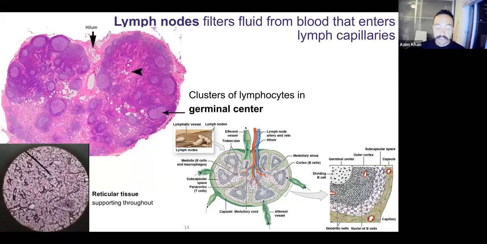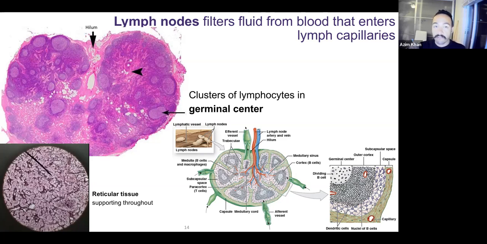Hey everyone, welcome back. We are on slide 14 of chapter 24, the lymphatic system. We've talked about the primary lymphoid tissues, the red bone marrow and the thymus, where lymphocytes are made, B lymphocytes and T lymphocytes respectively. And then we've talked about secondary lymphoid tissues, where you have lymphocytes and macrophages doing their job.